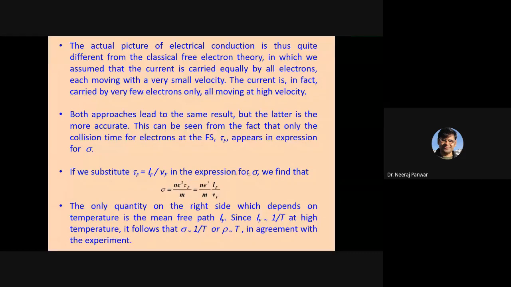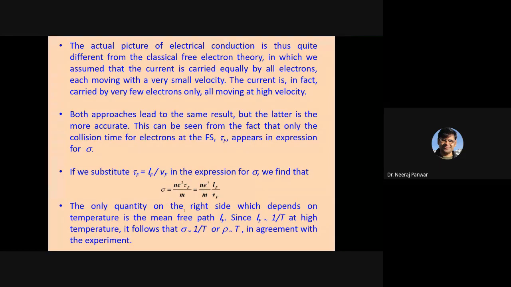So in the expression for the conductivity, according to the Sommerfeld theory, it would give us N e squared tau F upon m, and that is equal to N e squared upon m into LF upon VF. And classically also we got this expression, N e squared tau upon m. So both approaches lead to the same result, but this Sommerfeld quantum free electron theory is more accurate. This can be seen from the fact that only the collision time for electrons at the Fermi surface, that is tau F, appears in this expression.